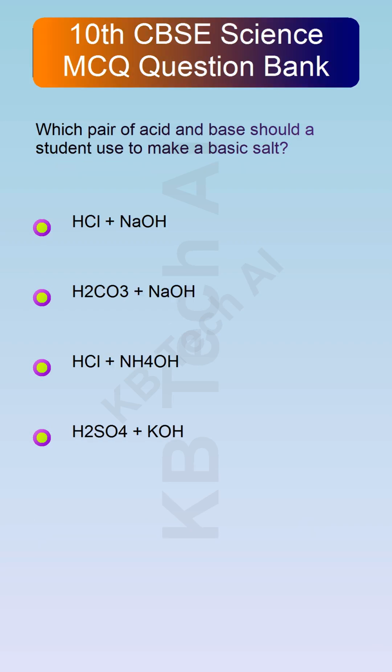Which pair of acid and base should a student use to make a basic salt? Option 1, HCl and NaOH. Option 2, H2CO3 plus NaOH. Option 3, HCl plus NH4OH. Option 4, H2SO4 plus KOH.